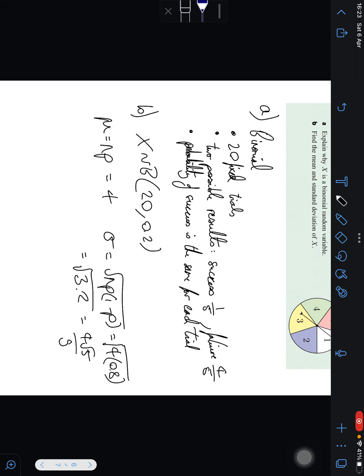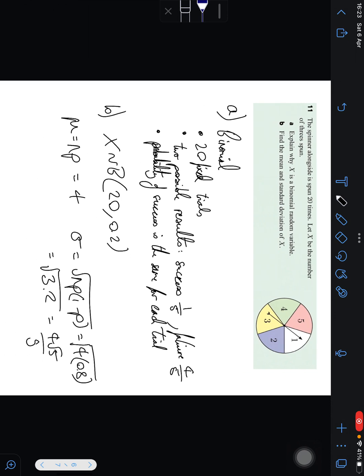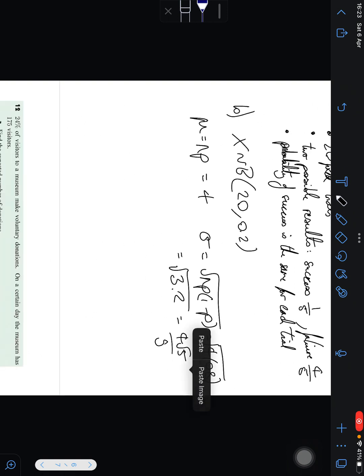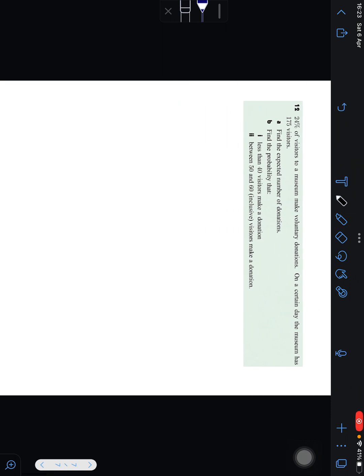Square root 5 over 5. We can put down an exact value up there. If I go to S to D, 1.7 something or other. What question was that? 11.